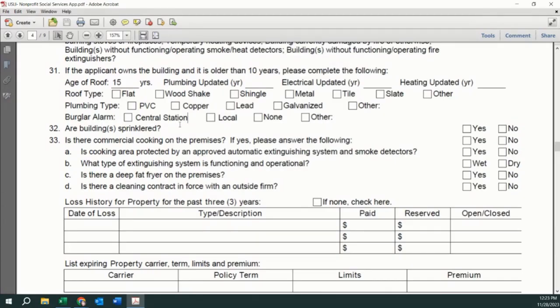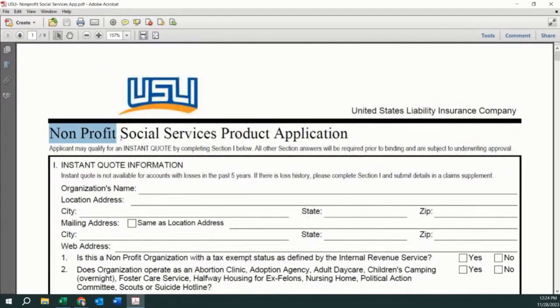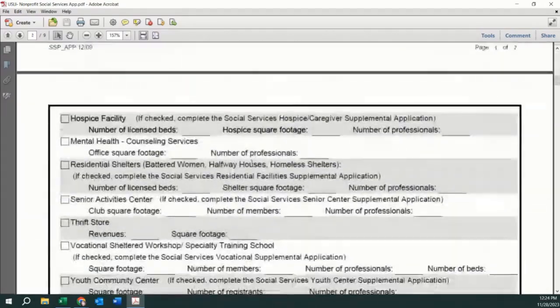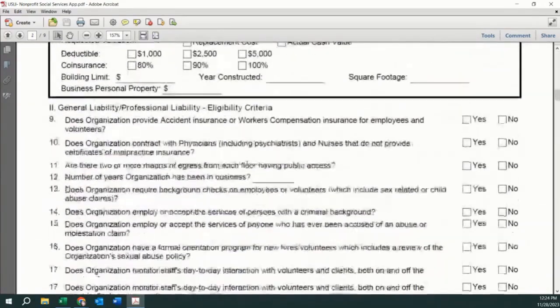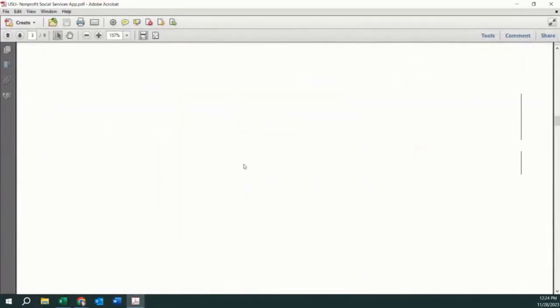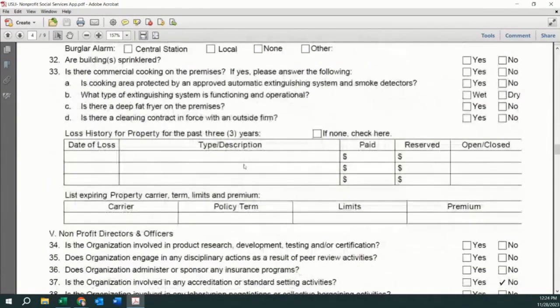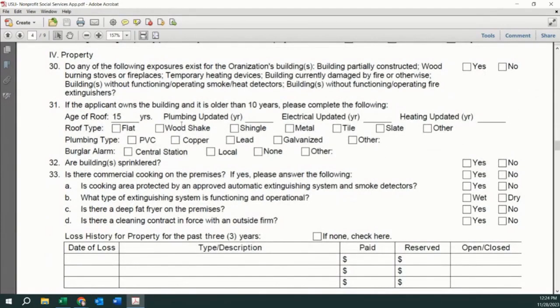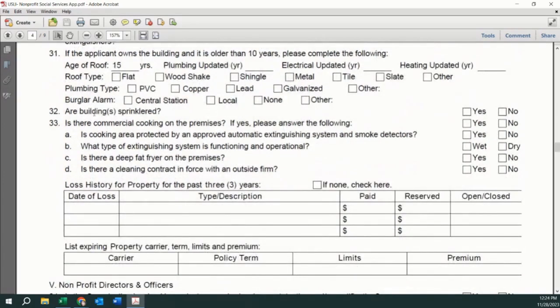I'm not sure if they do that with this particular carrier because it says nonprofit at the top. But if you have an LLC, you would have to ask if you can still use this application. And again, if number 31 is applicable because you already have a policy. So just read through this. Is your building, do you have sprinklers? Normally that's commercial, but you'll want to talk with your broker. And also you'll need to consider if you have a commercial operation or a residential operation.